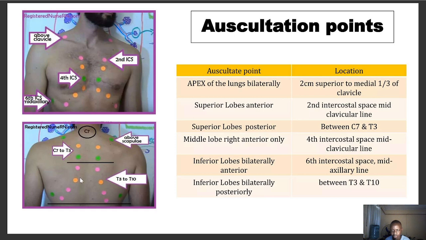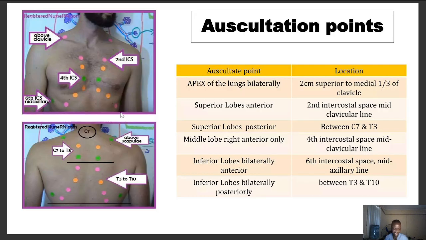That's another point that we can listen. Then we have the inferior lobe bilaterally. So we listen at the 6th intercostal space, mid-axillary line. We've shifted from mid-clavicular, now we are under mid-axillary. At this point, we are listening to the inferior lobes.